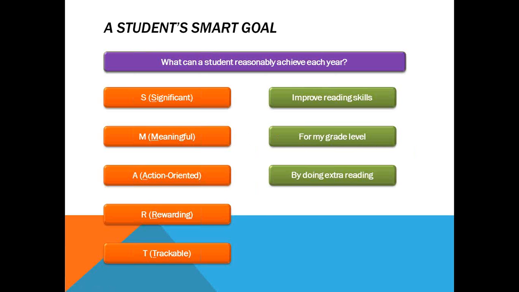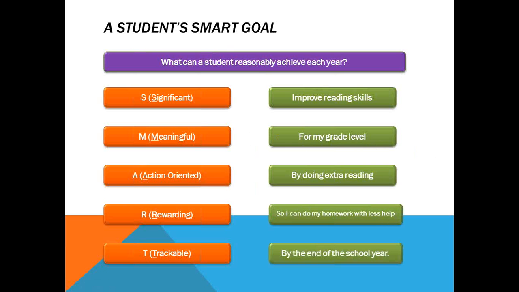How can we make the goal rewarding? Well, how about if you add the words, so I can do my homework with less help? If I'm able to read at the skill level that I should have, if I'm in 6th grade, then that's going to help me be able to do the homework, because the textbooks will be for the 6th grade level and so on. And how could I make this goal trackable to give me the sense that I'm going to do this within a certain period of time, which sort of introduces a healthy sort of pressure there to achieve the goal? Well, we just said we will do this by the end of the school year.